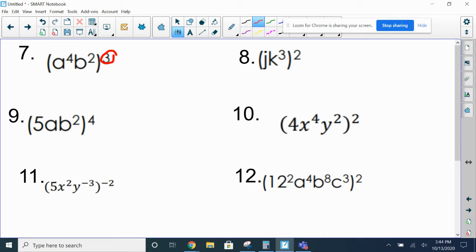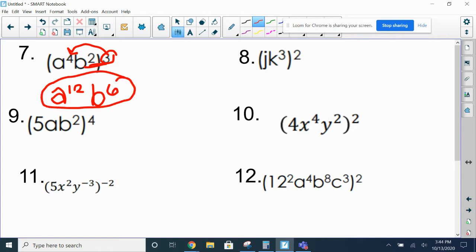So we're still multiplying side by side, just to all of the exponents. I'm going to keep that first base of A, and we're going to do our side by side: 3 times 4 gives us 12. And then we're going to keep that base of 2 side by side. 2 times 3 is going to give us 6. And that is our answer.